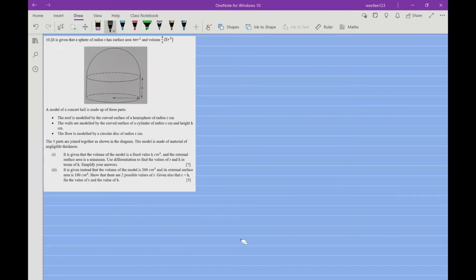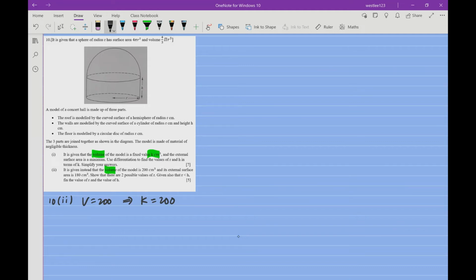Okay, moving on to question 10 part 2. It is given instead that the volume is 200 cm cubed. In other words, our k value is 200, because earlier in the question, they told us that the volume is k. All right, so k is 200. And the surface area is 180.